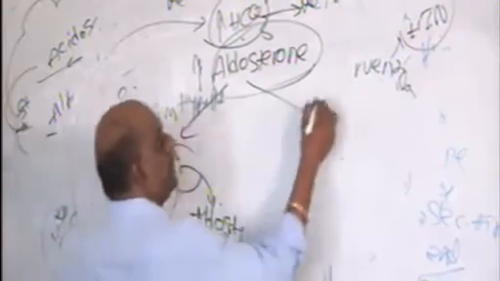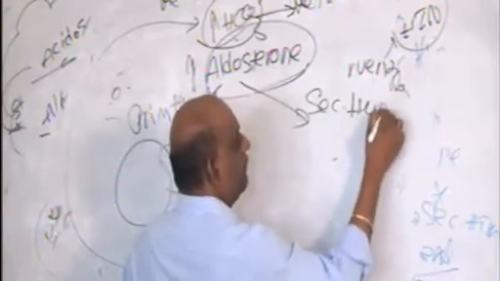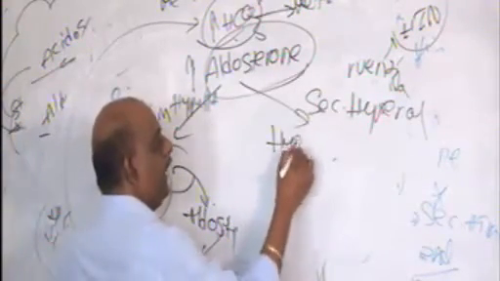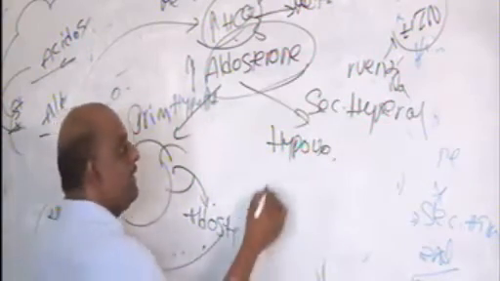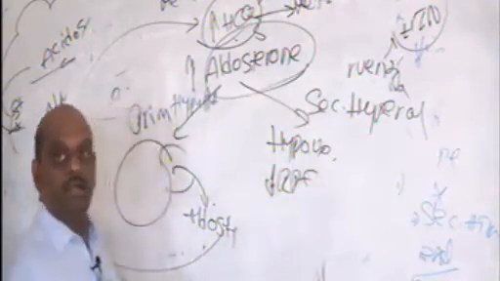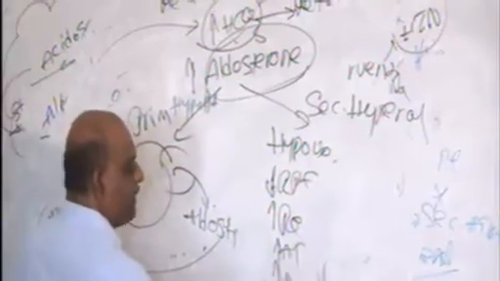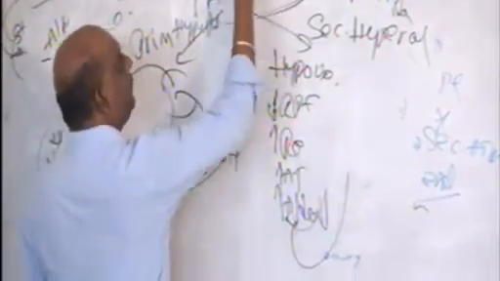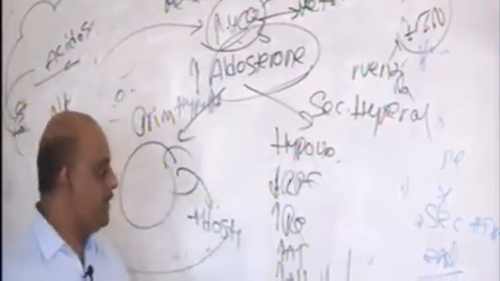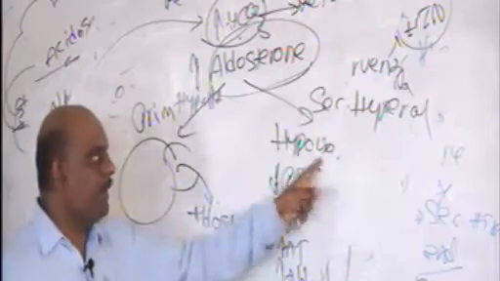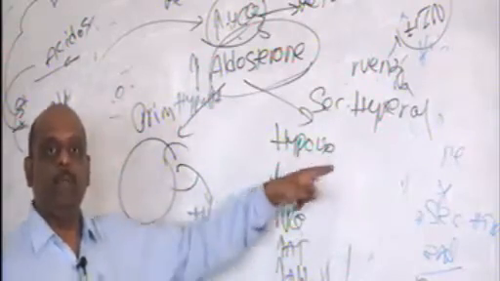Second possibility is what? Secondary hyperaldosteronism. When do you call it secondary hyperaldosteronism? Whenever we are hypovolemic and dehydrated, that will decrease our renal plasma flow, and that stimulates renin production, that leads to angiotensin production, that leads to increased aldosterone production, and that aldosterone will lead to bicarbonate reabsorption. Such a hyperaldosteronism is called secondary hyperaldosteronism. In all secondary hyperaldosteronism, what is the cause? Hypovolemia.